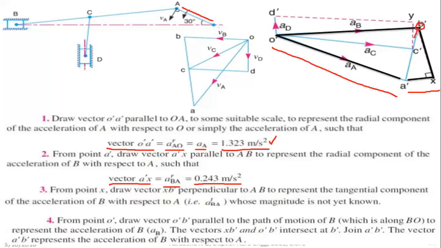So join the lines A dash and B dash. So join the lines A dash B dash with respect to A. That is the A dash B dash vector.